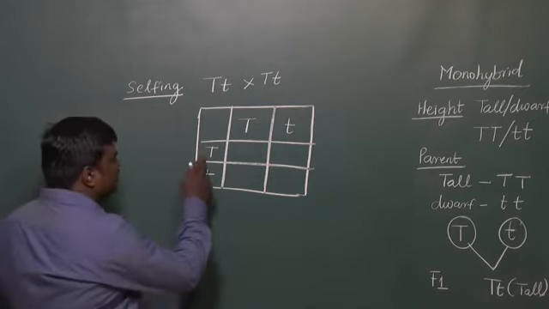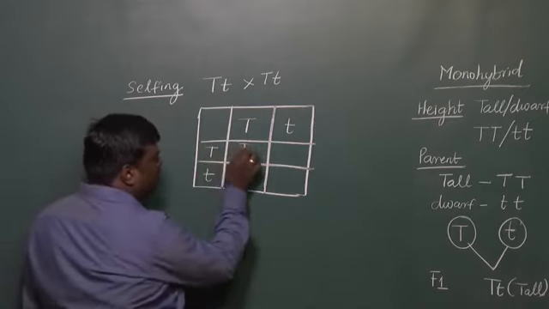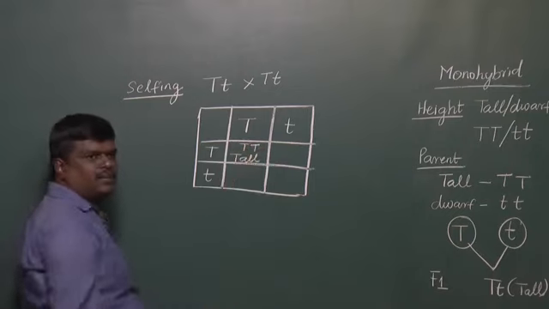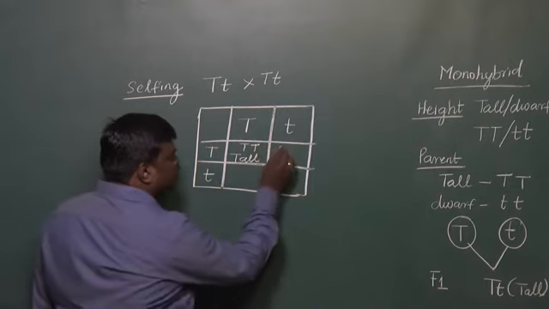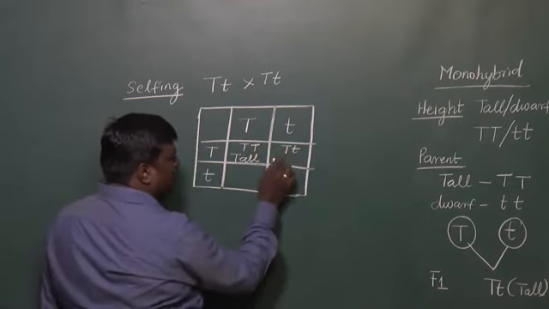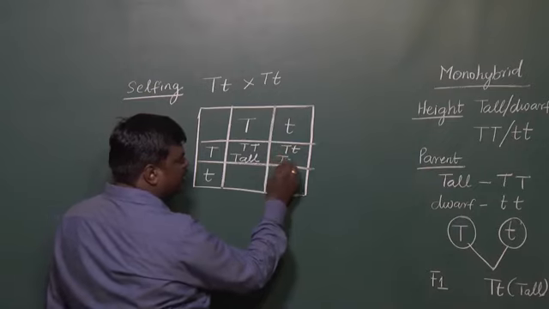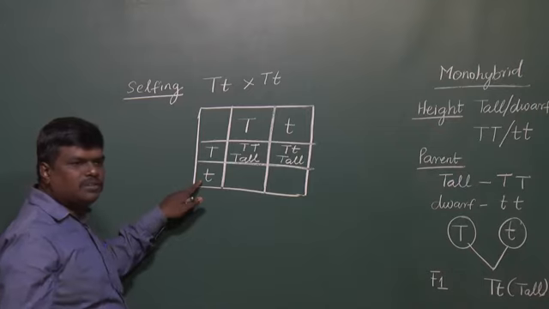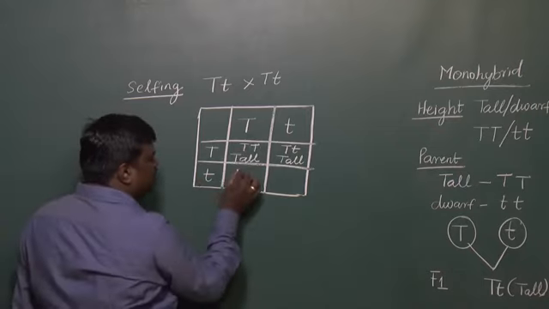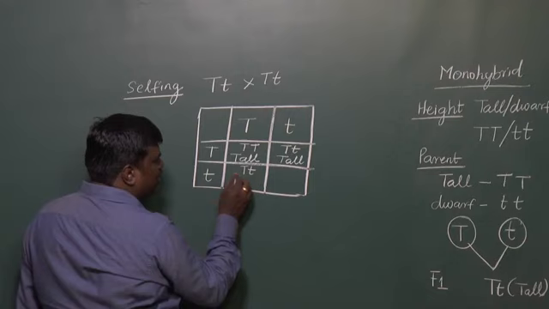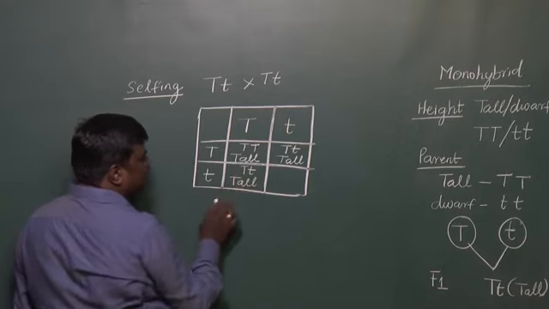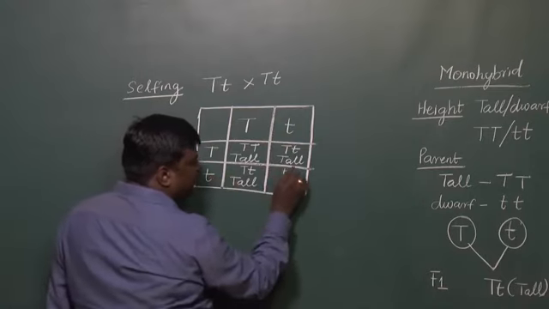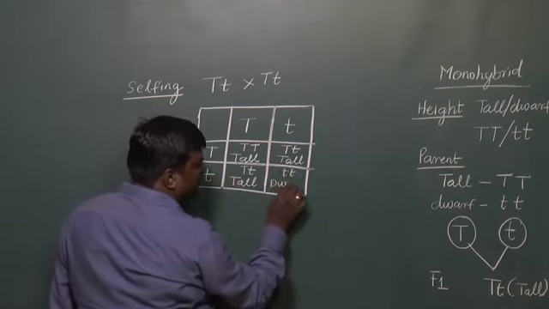When crossing this capital T with this capital T, we get capital T, capital T. This plant is tall because both are capital. This capital T with this small t gives capital T, small t. Again, the dominant character capital T is there, so it has to be tall. Similarly, cross this capital T and small t. Always the dominant character should come first: capital T, small t. This plant is also tall. Whereas this plant is small t, small t, so this is the dwarf.